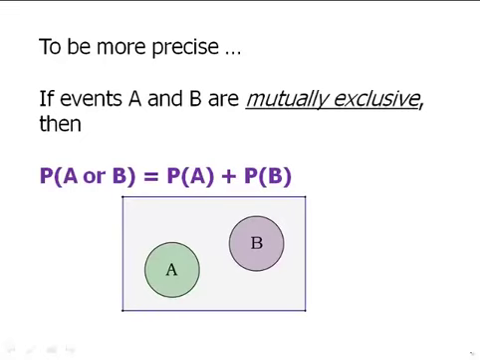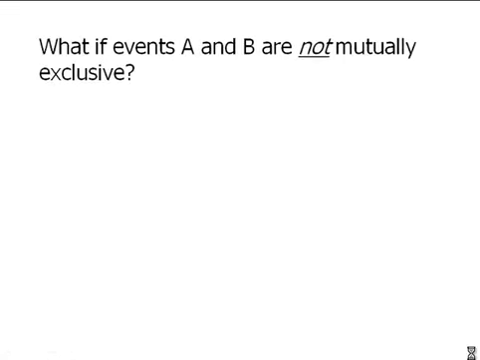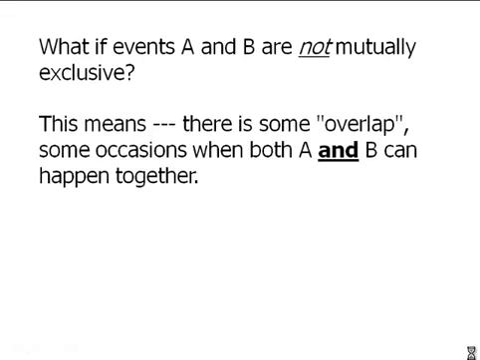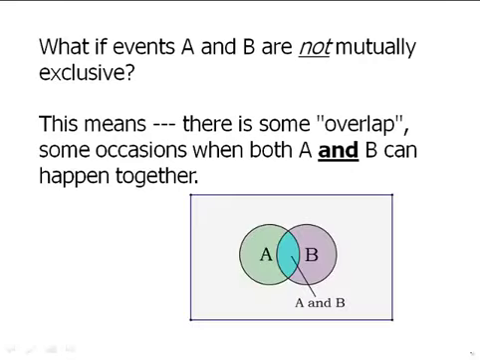But what happens if they're not mutually exclusive? Well, if events A and B are not mutually exclusive, what this means is that there's some overlap, some occasions when both A and B can happen together. So let's think about this now. This would be a diagram for two events that are not mutually exclusive. In other words, it is possible to land somewhere in this diagram, in this blue region, and be in a place where both A is happening and B is happening at the same time. So these are two events that are not mutually exclusive.